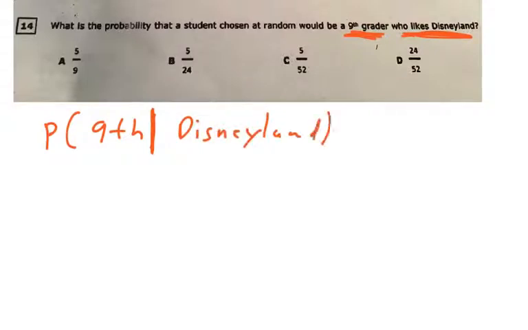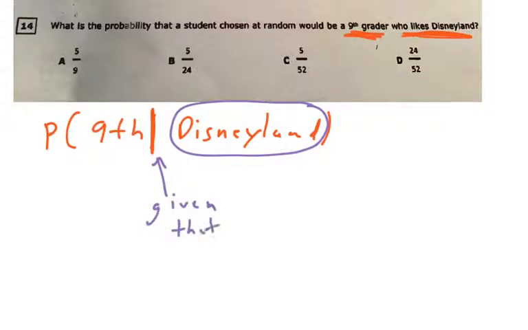Now, this one says, what's the chance it was a 9th grader who likes Disneyland? Now, guys, the way I presented it to you in class was like this. It's a conditional statement, you see? In other words, we know they like Disneyland. Remember, that's given, right? Given that, we know they like Disneyland. What's the chance now they are a 9th grader? By putting in that condition, I've just changed the world that I'm looking at, so to speak. And now I want to know the probability of a 9th grader.